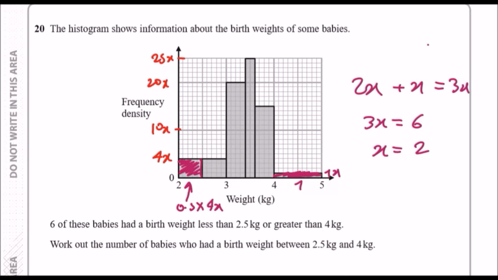So we're actually going up in, let's replace x with 2, so it's going to be 8. So it'll be 2, 4, 6, 8. So that's it. We found our frequency density. Every little square is worth 2 units. Done. Now let's go back to the question.